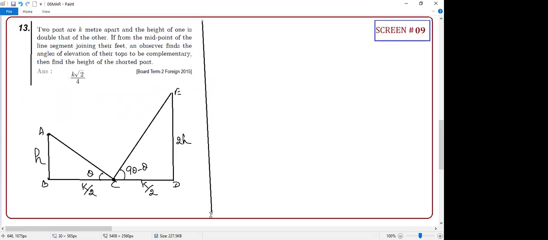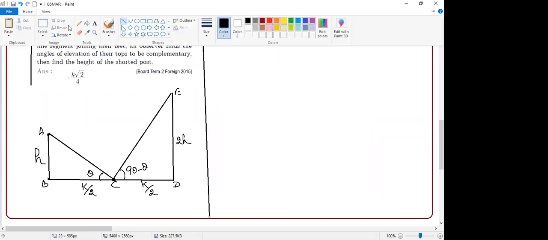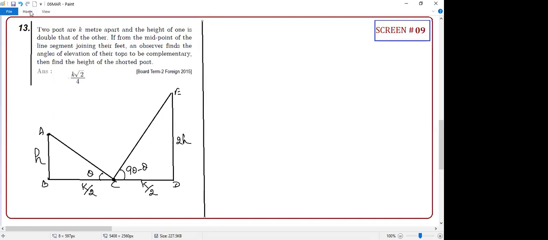The question is, find the height. Height of the shorter means they are asking this H. Very simple. Okay, so now start. Take this small triangle, triangle ABC. Tan theta equals the opposite side, which is H, AB, by K by 2. So 2H by K. This is tan theta, student.